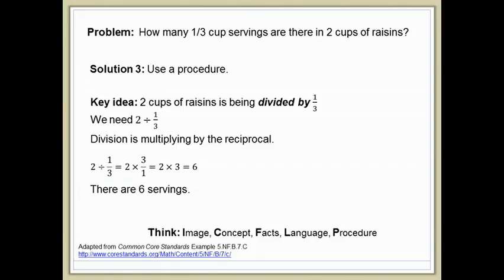Again, it may be important to reiterate why a division ends up with a larger number, and it's because you're dividing by a fraction, by a part. So in this series, we've seen images, concepts, facts, language, and procedure all working to support the idea of dividing a whole number by a fraction.